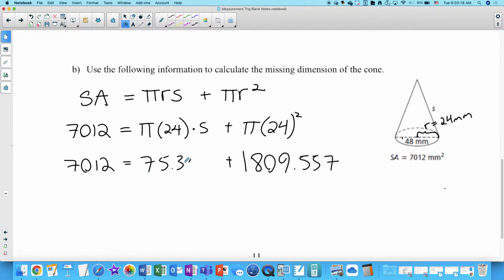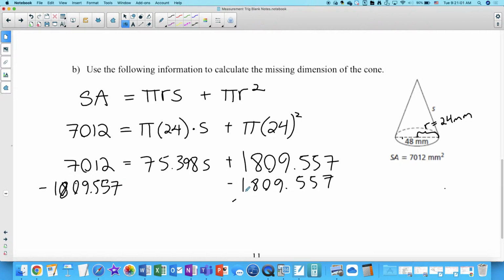All right, now what should we do next? This is very similar to solving an equation like 5 equals 2x plus 1, but with some decimals. Exactly, this term needs to be isolated before we can solve for s. So we're going to subtract 1,809.557.